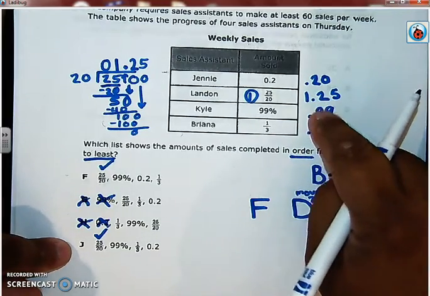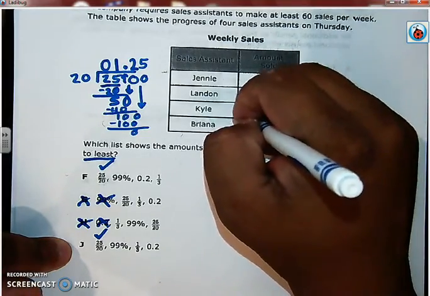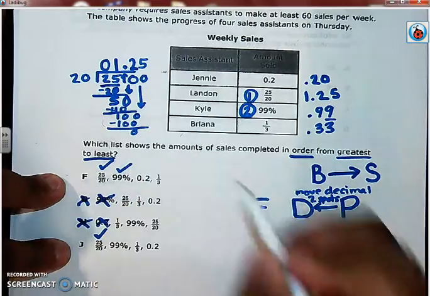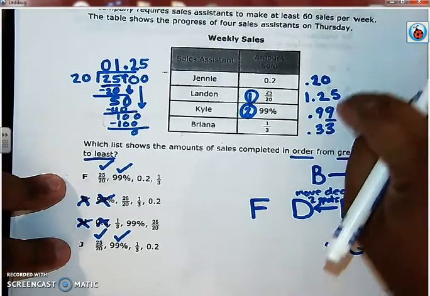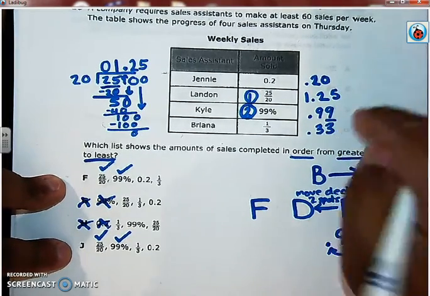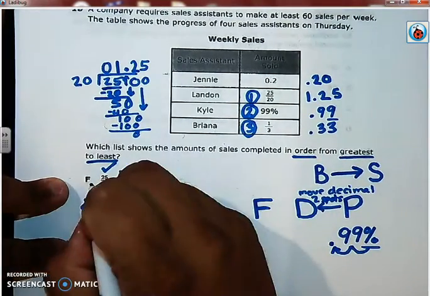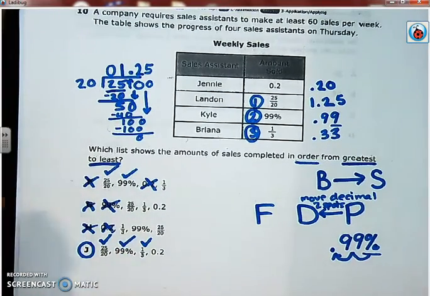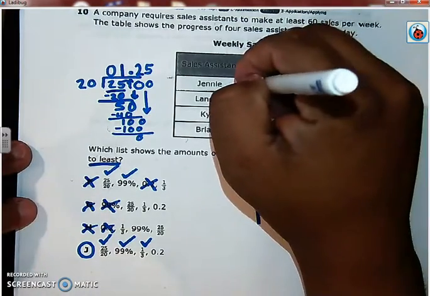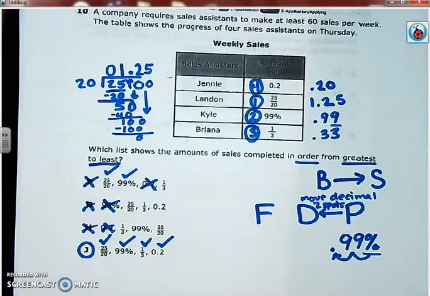After $1.25, the next biggest one is 99 cents. So 99% will go second. Here it does. Check. Here it does. Check. After that, I have 33 cents, 20 cents. The biggest one is 33 cents. So 1/3 will go third. Here it does not. So F is out. Here it does. So J would be your final answer by process of elimination. Then the fourth one, just to make sure, is 0.2. Answer J is correct.